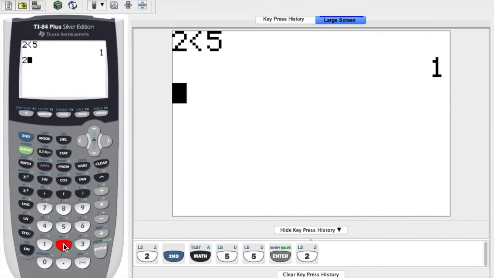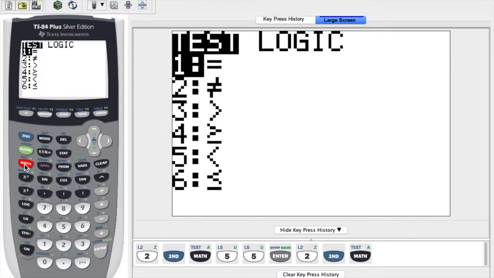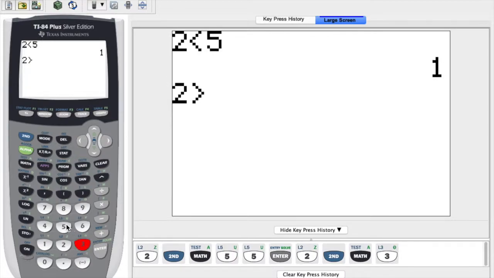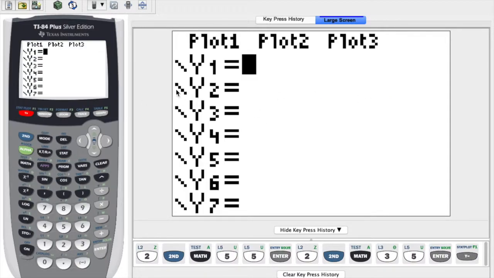So for example, if I were to put 2 is greater than 5, obviously that's going to be false and that returns a 0. This is actually going to be the basis of how we can restrict the domain on functions.